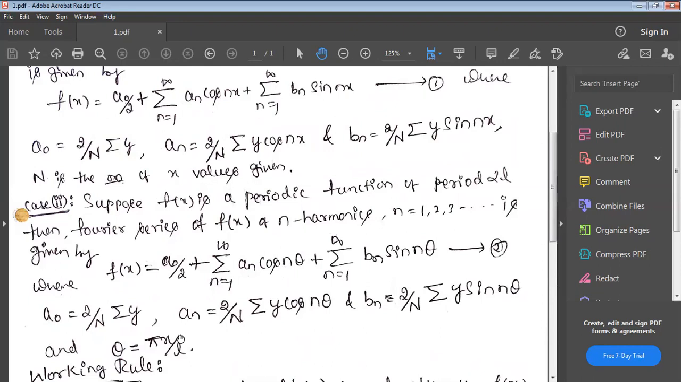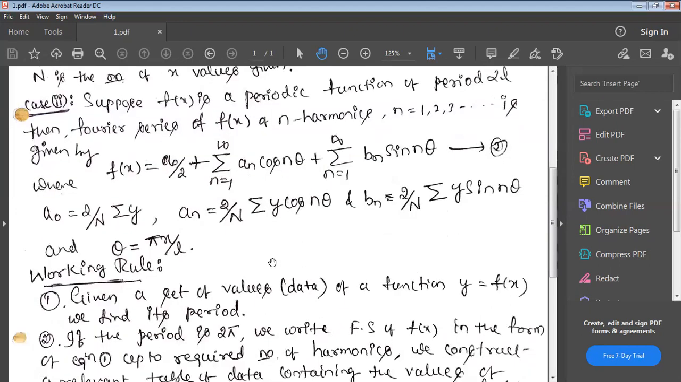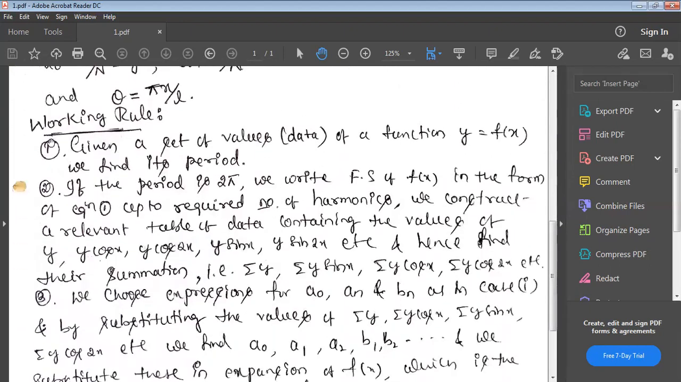When you want to find a Fourier series numerically, it depends on the period. If the period is 2 pi, let us use the case 1 procedure. If the problem is a periodic function of period 2L, then we use this set of formulae. Once we have defined the formulas of Fourier series and Fourier coefficients, let us discuss how to solve a problem. I am going to discuss the working rule to solve a Fourier series problem, I mean the harmonic analysis method. So here, step 1.